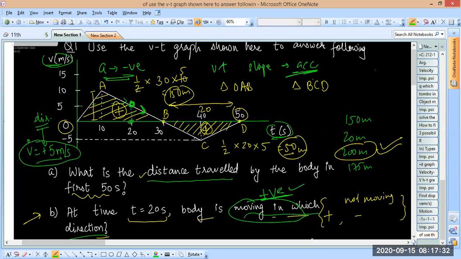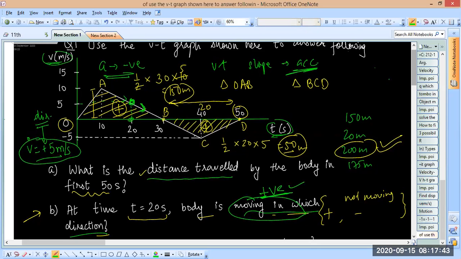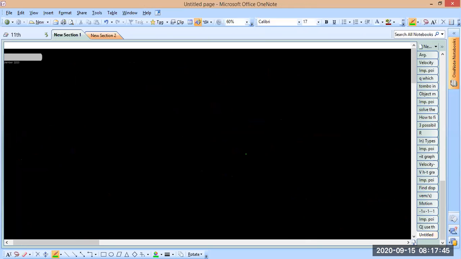Correct? So that's why the acceleration is negative. Clear? Velocity is positive, so the object is moving in the positive direction, but acceleration is negative. Now let me give you a practical example of such a situation.